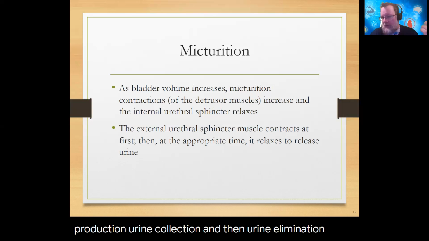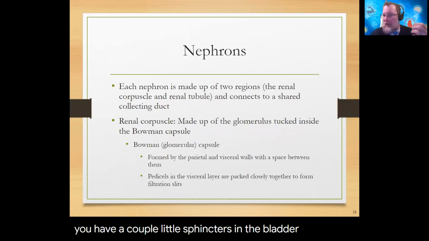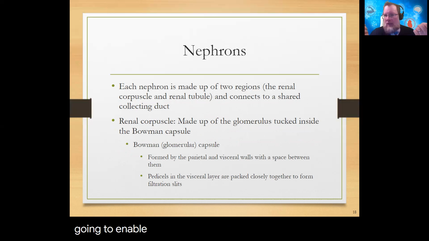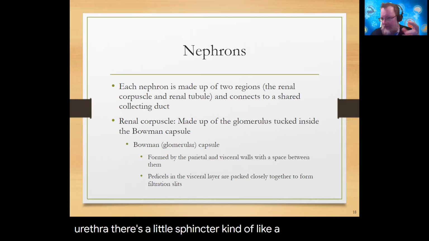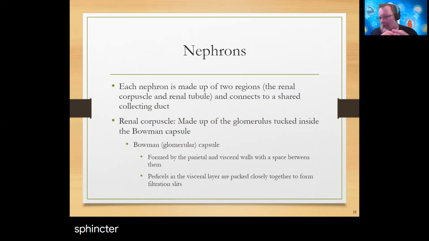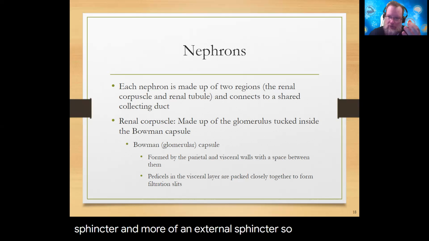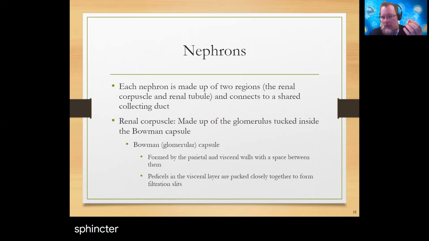And you have a couple little sphincters in the bladder that are going to enable us to have some control over urinating. Right as we leave the bladder to go into the urethra, there's an internal sphincter, and then more of an external sphincter. So that internal sphincter is what's going to relax first to then continue the process of urinating.